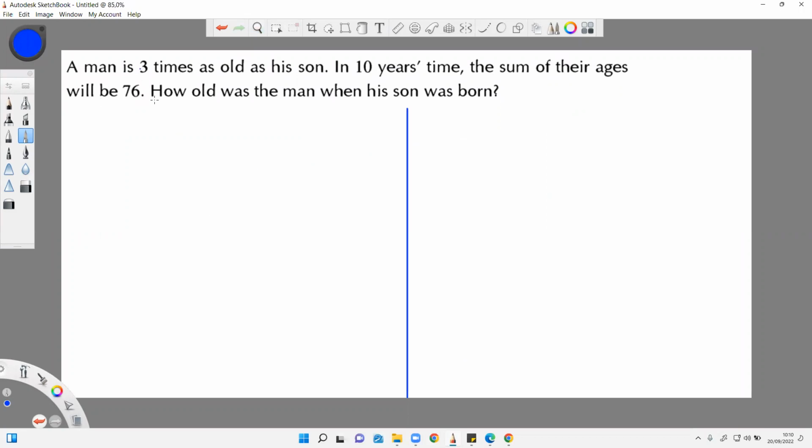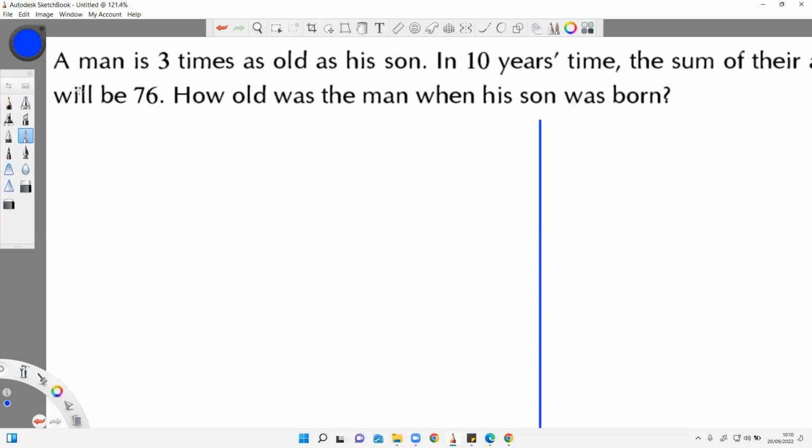A man is 3 times as old as his son. Who's older, man or son? Of course, man, right? Son cannot be older than his father. So let's say this is the man, this is the son. Man is 3 times as old as his son. Do we know how old the son is? No. So let it be a square. This is the value of the son's age.